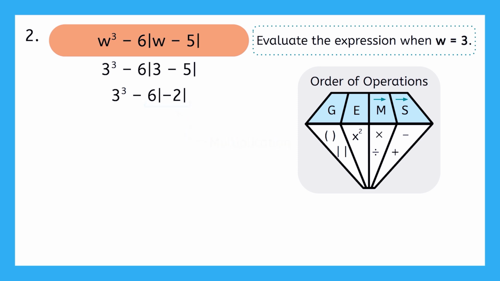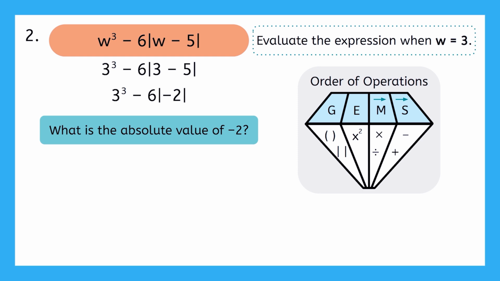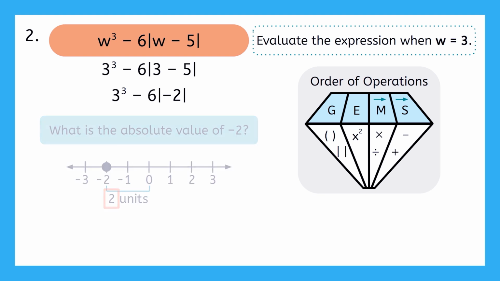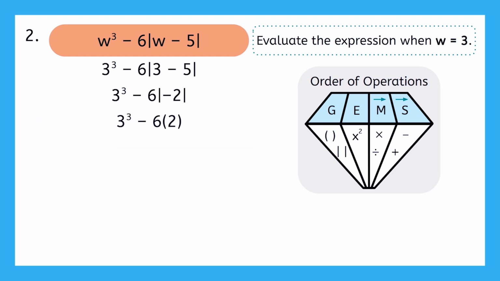So what's the absolute value of negative 2? Absolute value is a number's distance from 0, no matter the direction. On a number line, negative 2 is 2 units from 0, so the absolute value of negative 2 is 2. We want to make sure that we don't leave out any operations in the expression. So now that we've calculated the absolute value of negative 2, we'll put it in parentheses to remind us to multiply it by 6. Pause the video while you finish evaluating the rest of the expression.